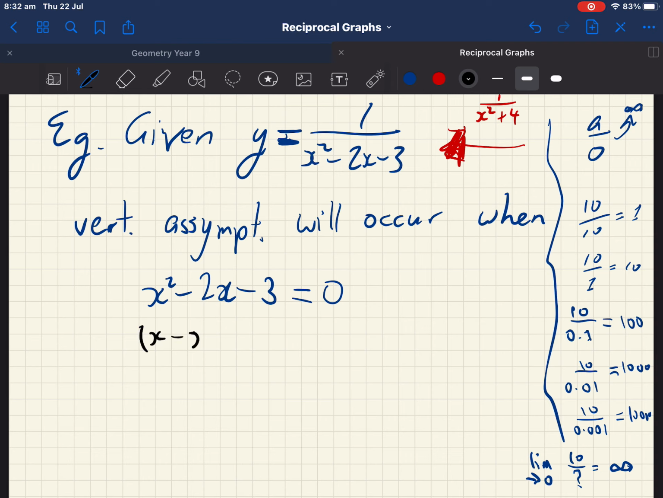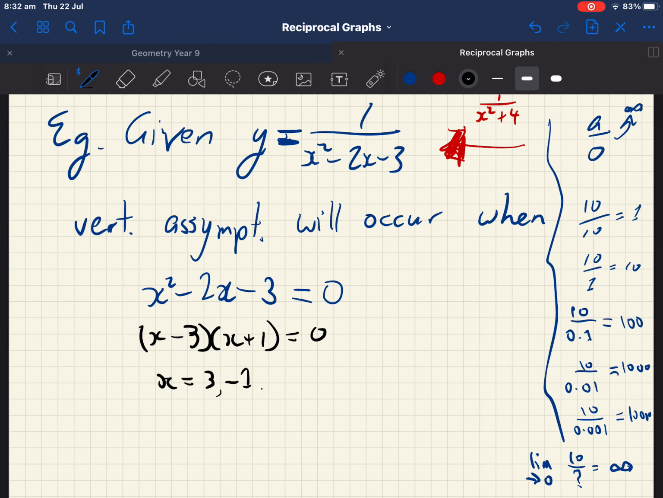All right, here we go. So I ended up deciding to factorize, ultimately giving us vertical asymptotes at 3 and -1. All right, congrats, we've got our vertical asymptotes for that graph.